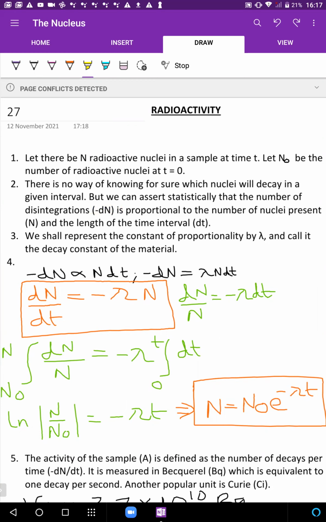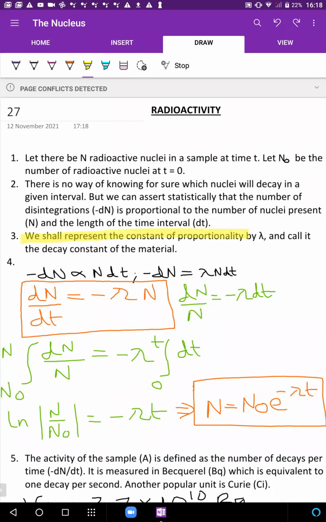Okay. इसमें dn खुद negative है. Change in n negative है क्योंकि n कम हो रहा है. So dn is a negative term, but minus dn is a positive term. Minus dn is the number of disintegrations. That is a positive term. Hence the minus sign. Okay.